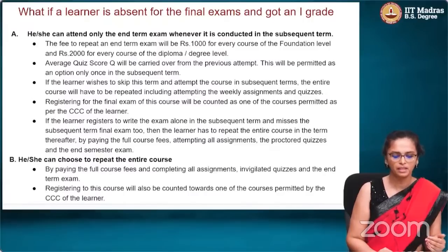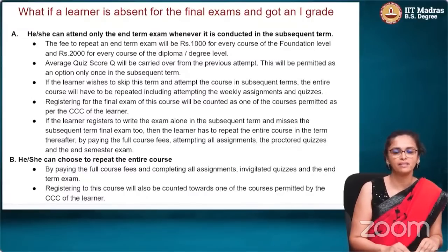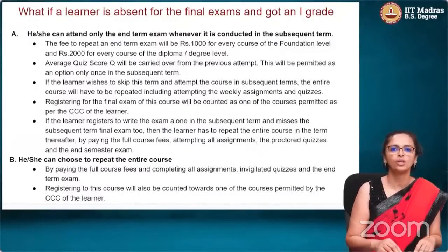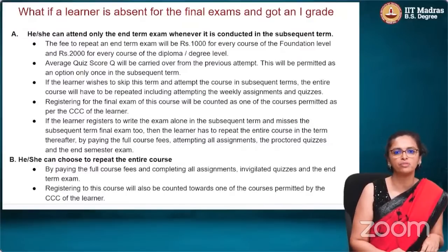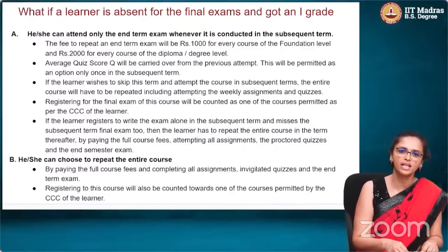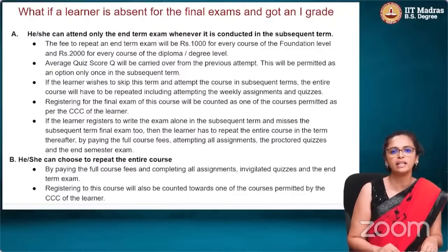And this writing the final exam for a course that had an I grade will be counted towards your maximum of 4 courses that you can take in a term. So even if it is only the end term exam, and supposing you are going to take 4 courses that term, this will be counted as one of the courses and you can only take 3 others in that particular term that you're registering.